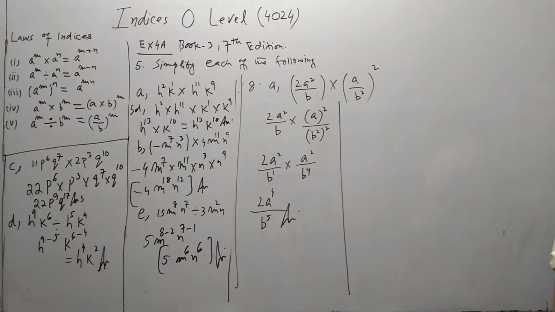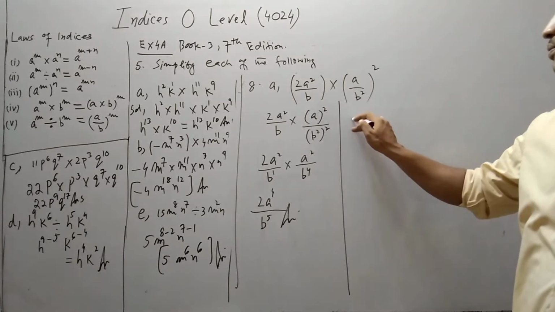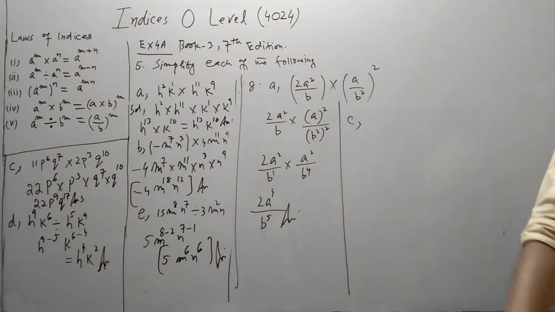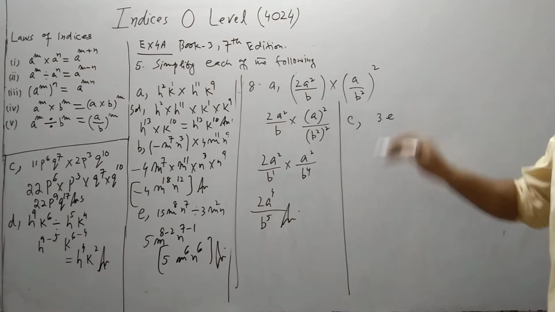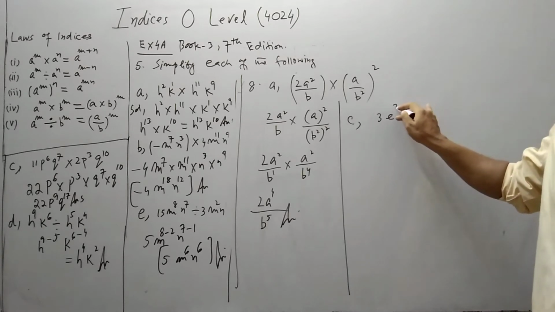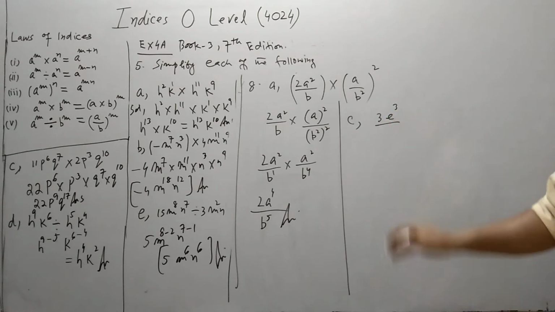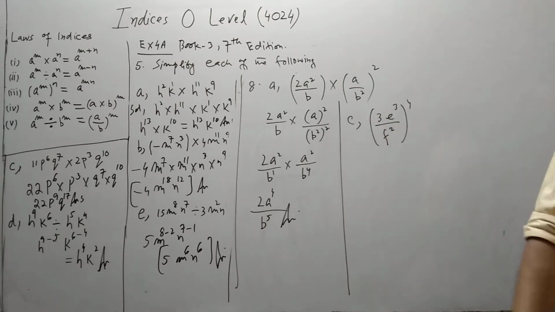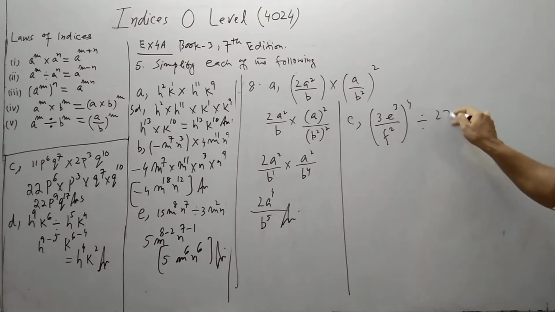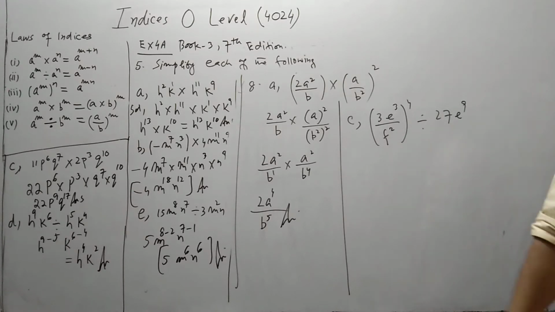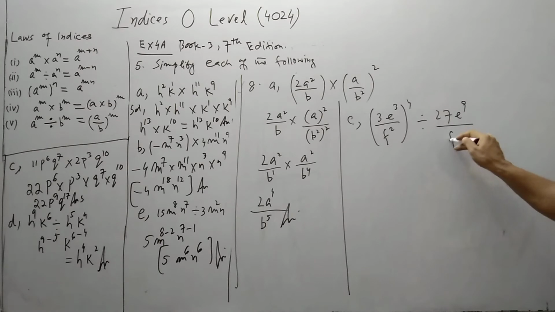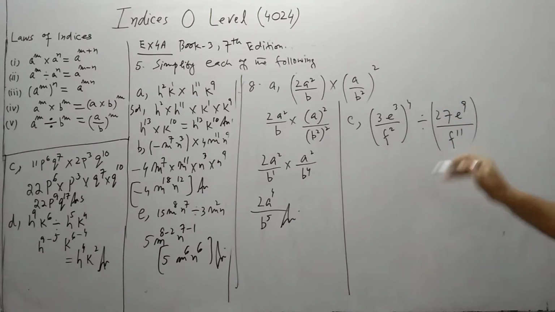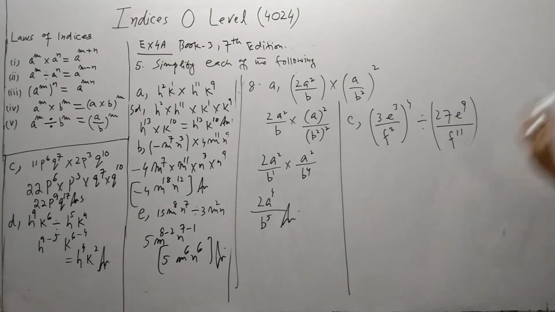Next part is, I can take part C. Part C is 3e to the power 3 upon f square, whole to the power 4, divided by 27e^9 upon f^11. No, there is no power.